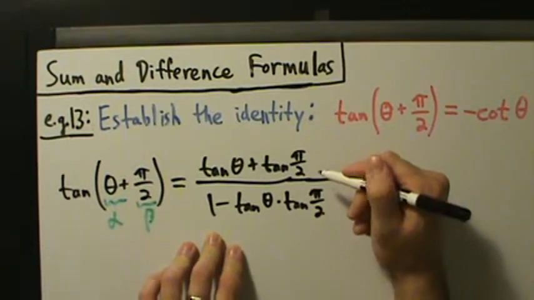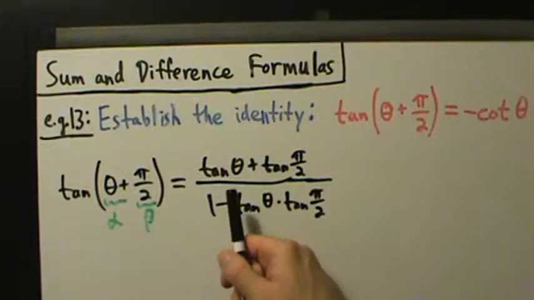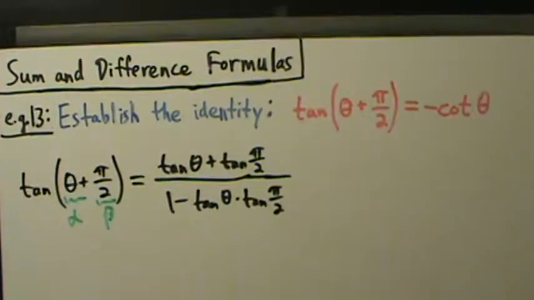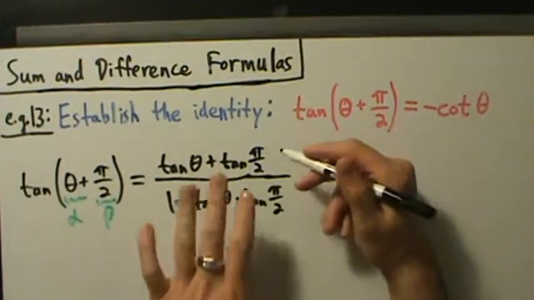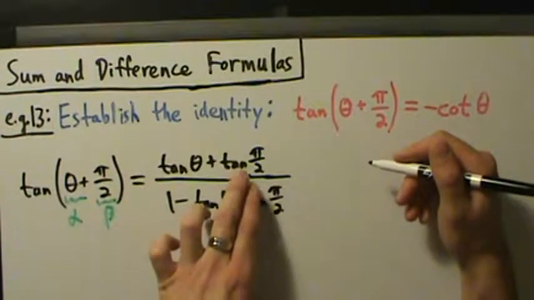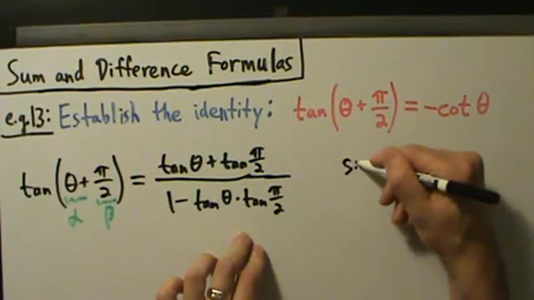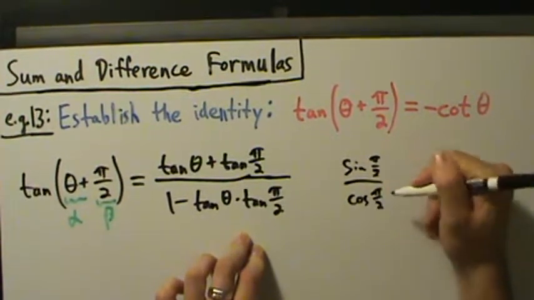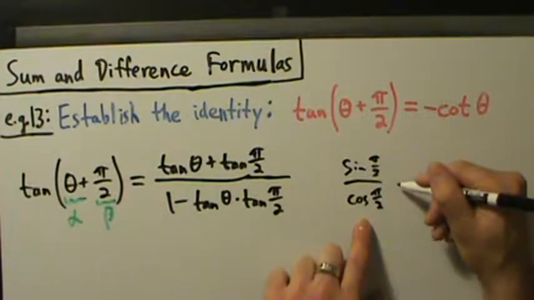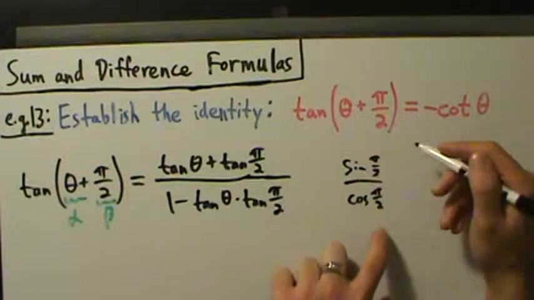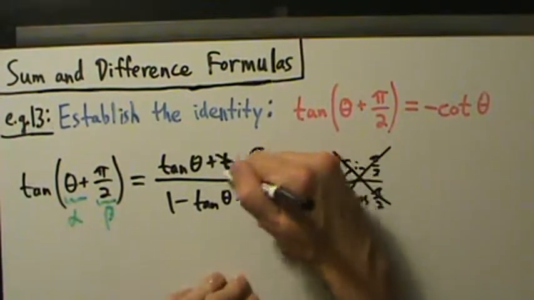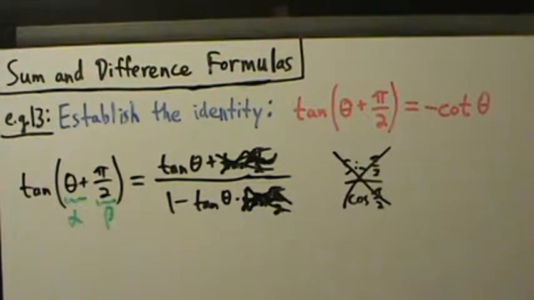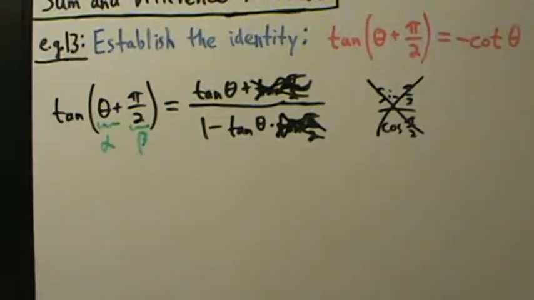Now we have to evaluate and simplify. Tangent of theta is just tangent of theta. Tangent of pi over 2 is, whoa, hold on a sec. This might be jumping out at you as something bad. Remember, tangent of pi over 2 is sine of pi over 2 divided by the cosine of pi over 2. But the cosine of pi over 2 is 0. So really what we're doing here is dividing by 0, and that's totally not okay. That's very bad. Never, ever divide by 0. No exceptions.